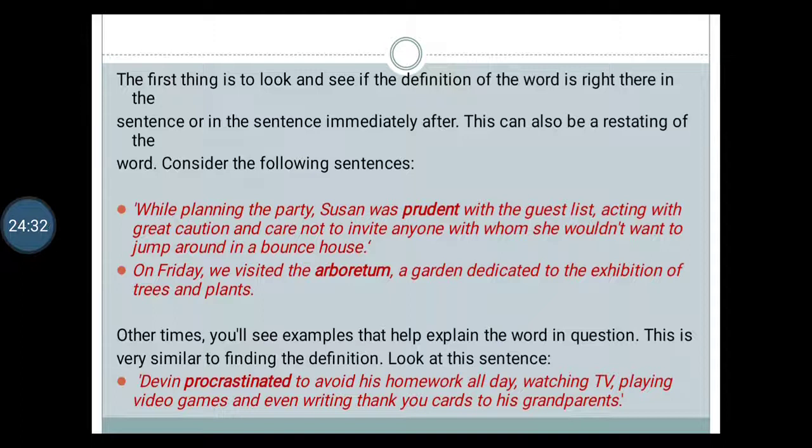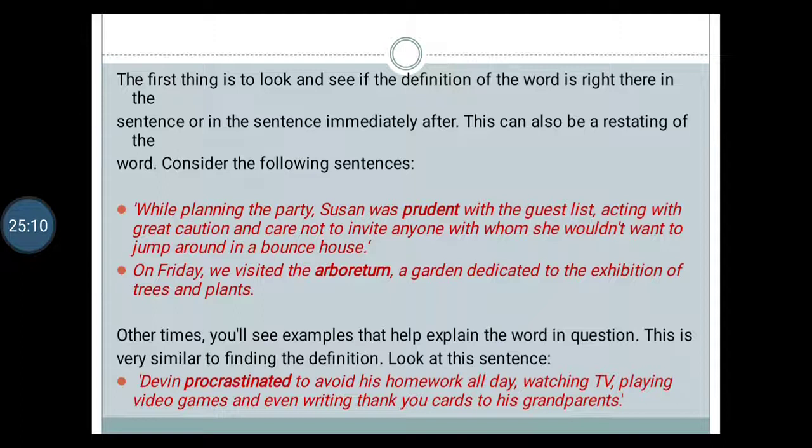Look at the second example. On Friday, we visited the Arboretum, a garden dedicated to the exhibition of trees and plants. That's your definition of an arboretum. A garden dedicated to the exhibition of trees and plants. That's it. And somebody says, what is an arboretum? Oh, I don't know. But right there, the word has been defined for you. A garden dedicated to the exhibition of trees and plants.